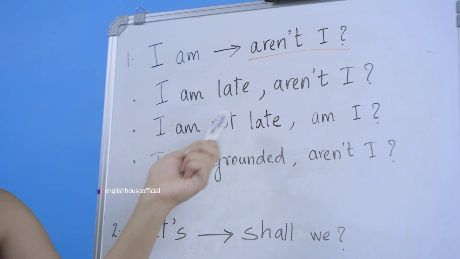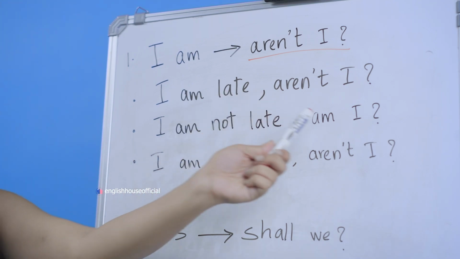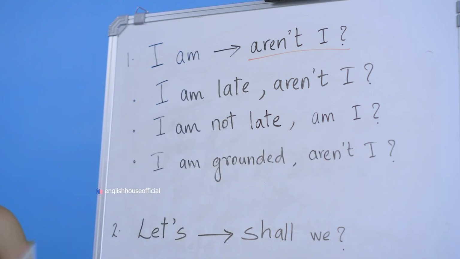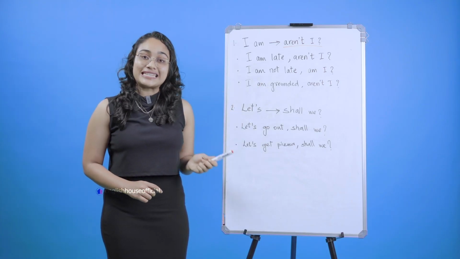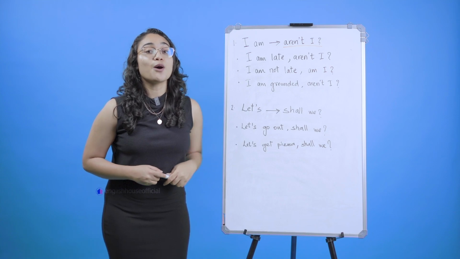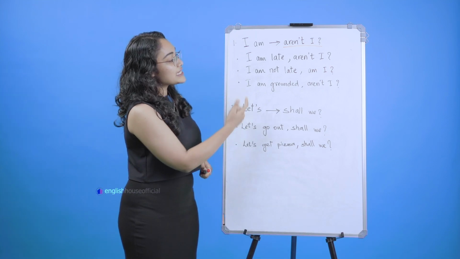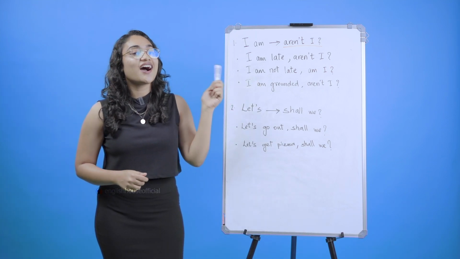So let's take a look at the next example sentence. I am not late. In this case, it is going to be am I, because when the statement is negative, your question tag is going to be positive. So another example is I am grounded, aren't I?